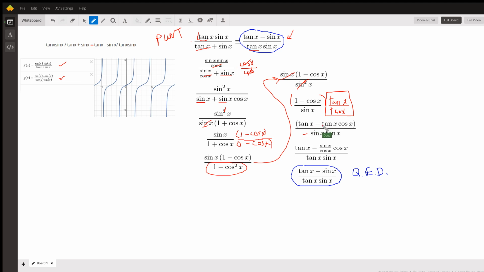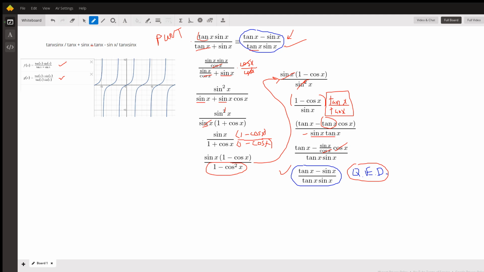what I did was convert this tangent of x to sine x over cosine x again. And these guys cancel out. I used the commutative property for multiplication to interchange these two. And what do you know? They matched. QED, that which was to be proved. This side is equal to that side.